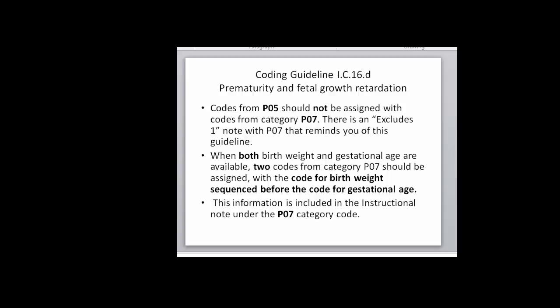Also, in the instructional note under the P07 category, it reminds the coder that when both birth weight and gestational age are available, we're going to choose two codes from P07. The code for the birth weight will be sequenced before the code for the gestational age.